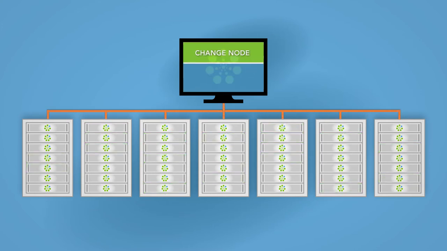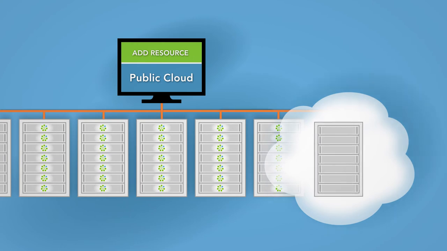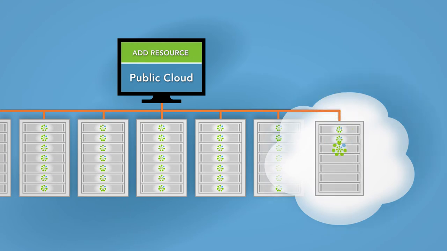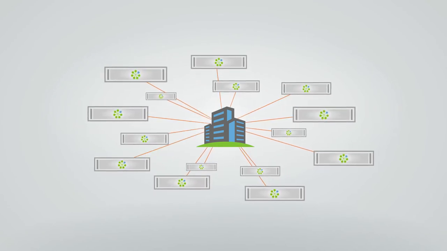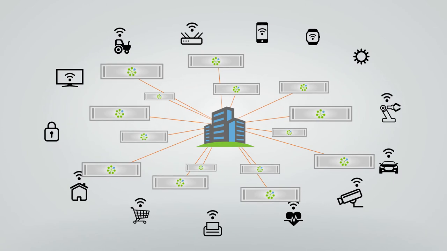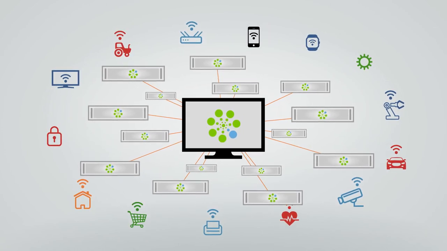When you need to repurpose a node to host a different application, it's done in seconds. If you want to add resources from the public cloud, a wizard automates setup and management for you. Organizations with clusters that have resources spanning multiple locations, including the edge, can centrally manage everything from a single console.